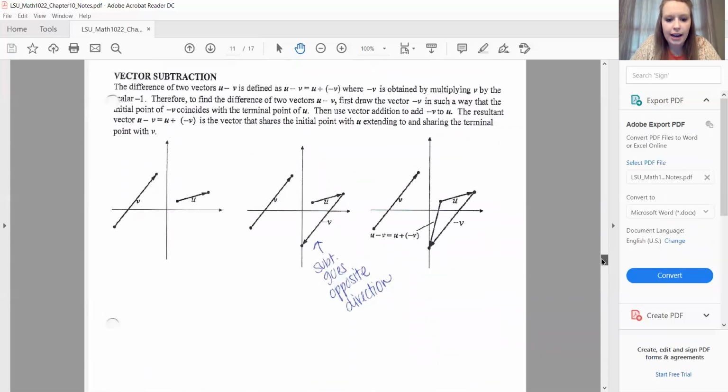Vector subtraction would go the opposite way because subtracting v is the same thing as adding a negative v. And remember, if it's negative, it goes in the opposite direction. So this is v, it's still parallel to v, it's just going backwards instead of forwards. So my u minus v is the vector that connects those two.